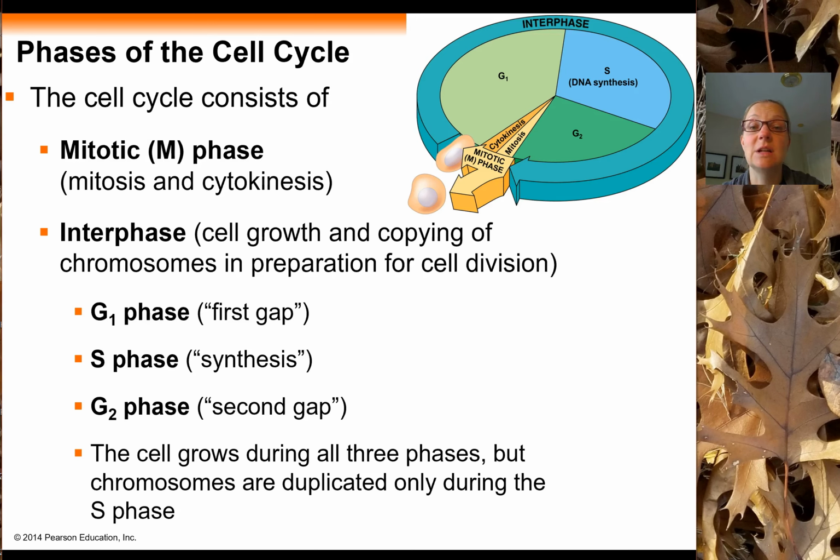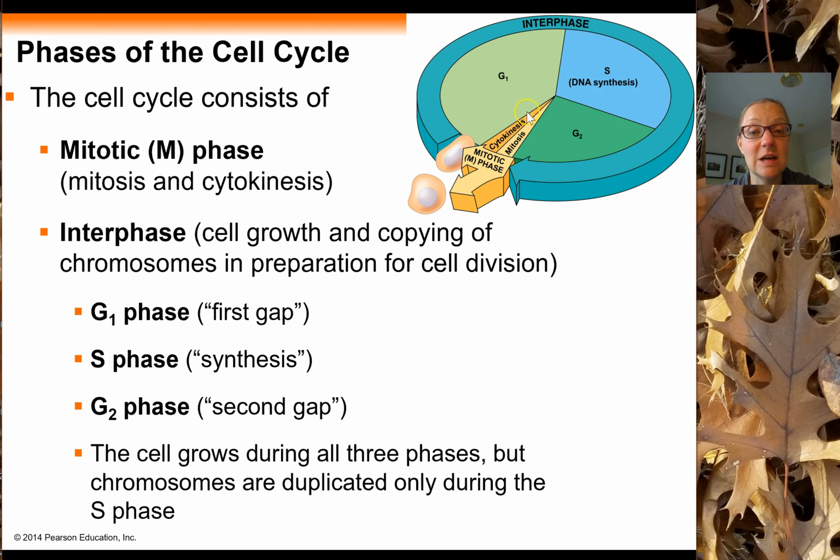Now, cell division is not the only thing that a cell does. A cell will spend the majority, really, of its lifetime doing other things. So let's take a look at the entire cell cycle. In the upper right-hand corner here, we have the cell cycle represented kind of like a pie chart. And everything here in this green-blue color, this part of the cell cycle is called interphase. This is where the cell, again, spends the majority of its time.